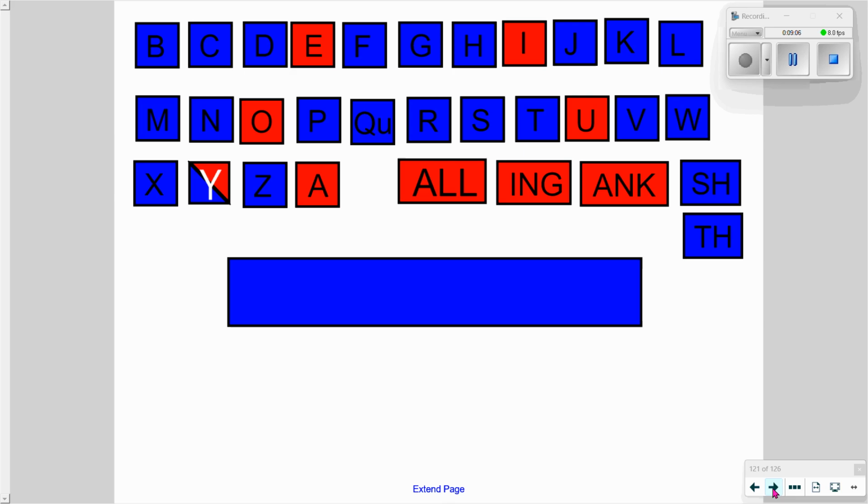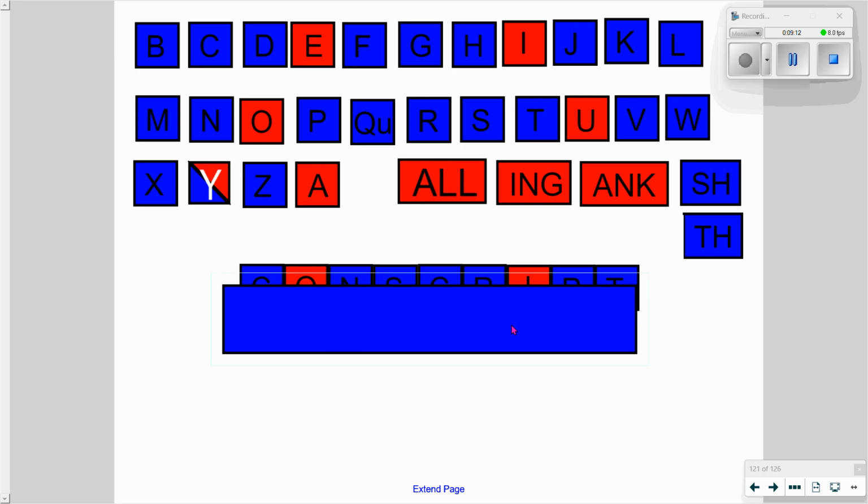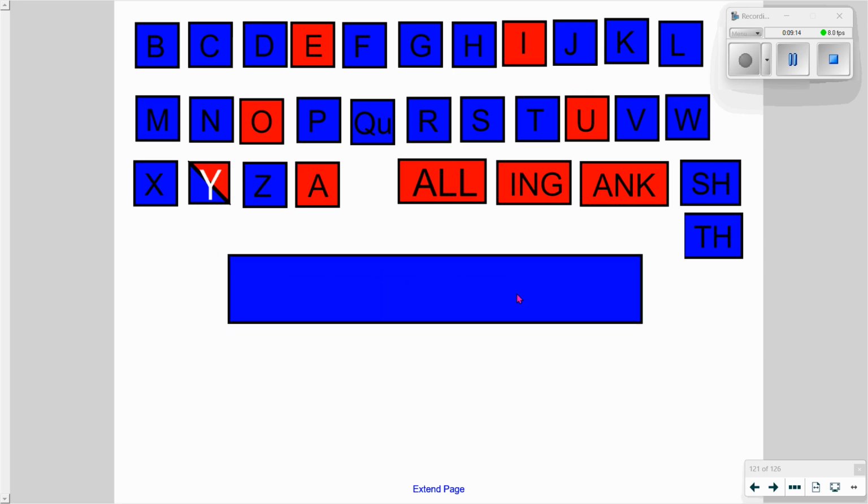Okay, we're going to go ahead and do the next word. The next word is, whoops, I forgot the word. Ooh, I know what it is. Conscript. Conscript. I'll say the syllables. It has 2 syllables. Conscript. Conscript. Go ahead and write it.